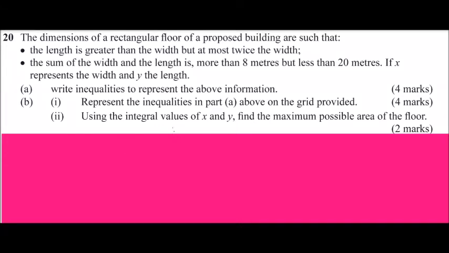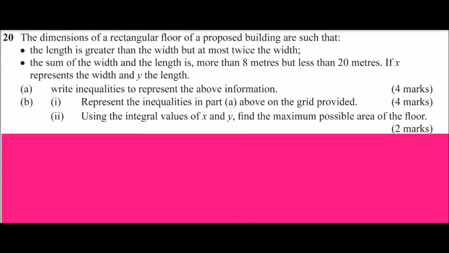The dimensions of a rectangular floor of a proposed building are such that the length is greater than the width, but at most twice the width. The sum of the width and the length is more than 8 meters but less than 20 meters. If x represents the width and y represents the length, write the inequalities represented by the above information.